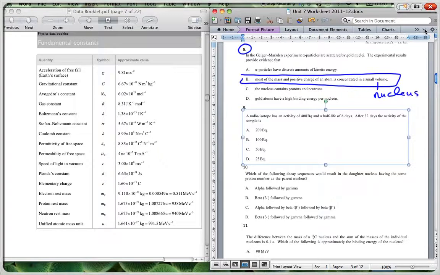The nucleus of the atom is very high density. All the mass basically is there, and all the positive charge. We have the electrons moving around the nucleus.